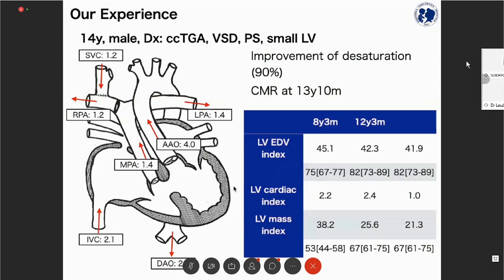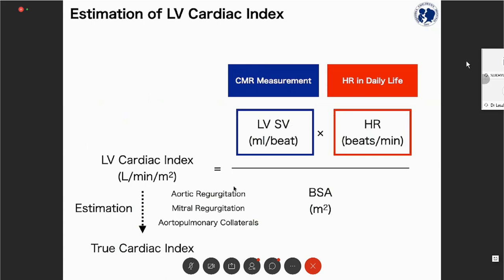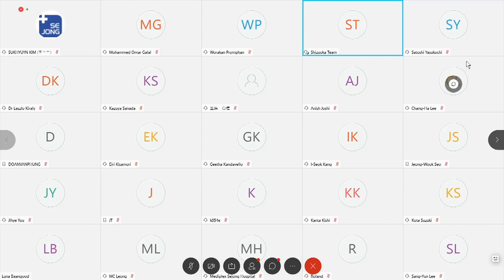Maybe for those cases, estimation of left ventricular cardiac index is the key to decide which one to choose, Fontan repair or biventricular repair. Cardiac index is calculated from the left ventricle's stroke volume and heart rate. So we calculate the left cardiac index from CMR measurement and heart rate in daily life. And regarding aortic regurgitation or mitral regurgitation or aortopulmonary collaterals, we estimate the true cardiac index from the left ventricular cardiac index. That's all my comments for this. So we use CMR for relatively small left ventricular cases.